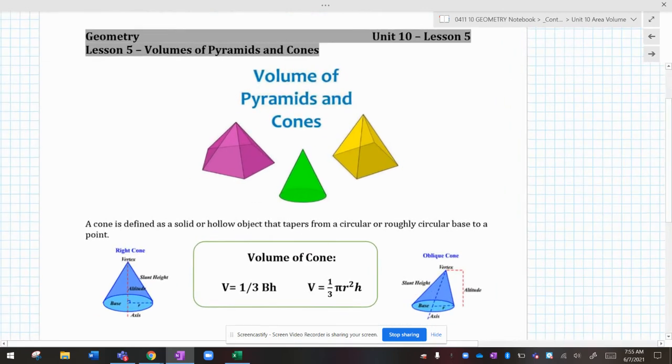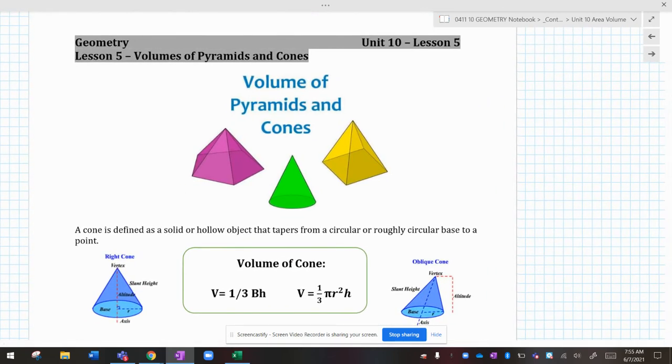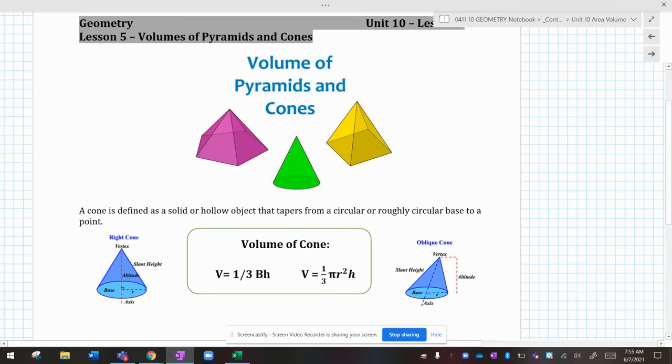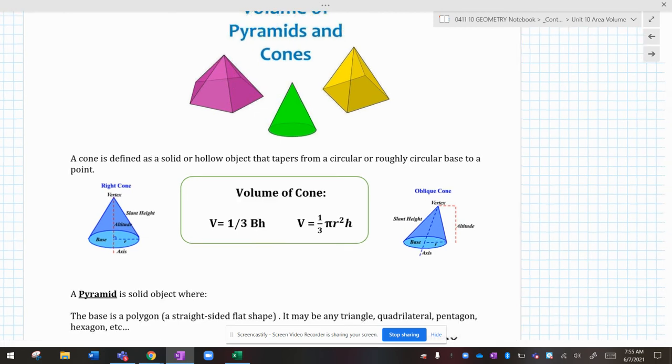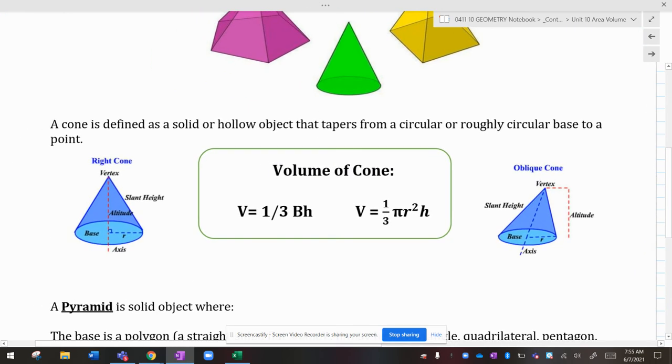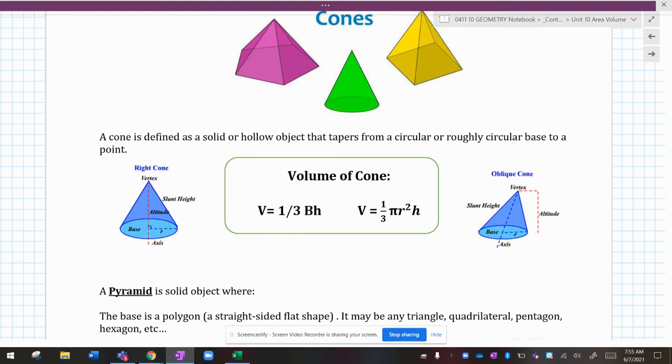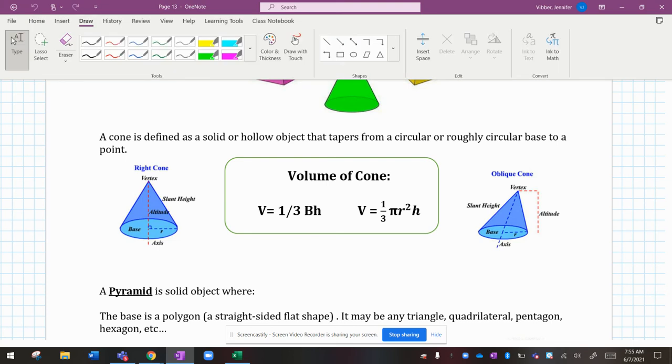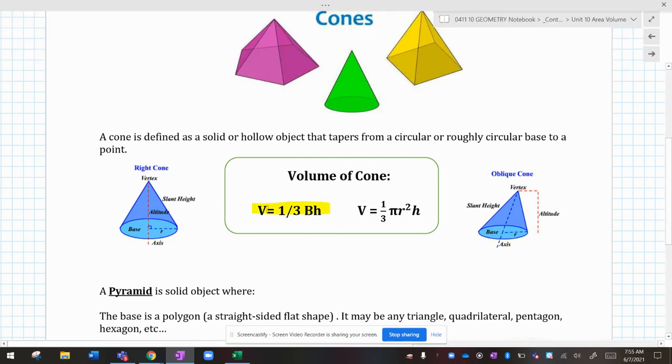Hello, geometry students. Today we are going to talk a very quick lesson about volumes of pyramids and cones, and you're going to find out why it's quick in a second. So the volume of a cone or the volume of a pyramid can really boil down to one equation, and that equation is right here. It is 1/3 capital B times H.